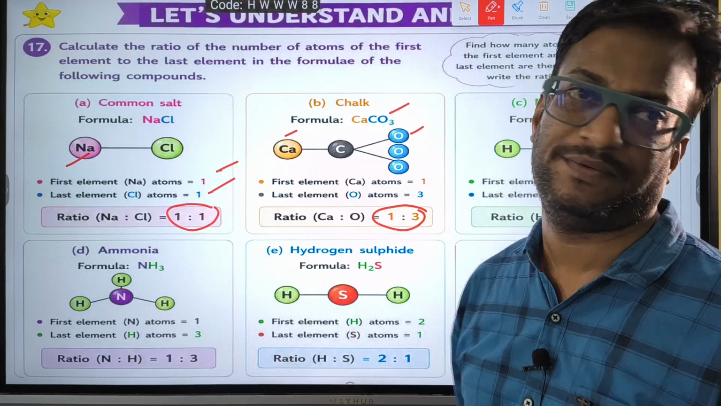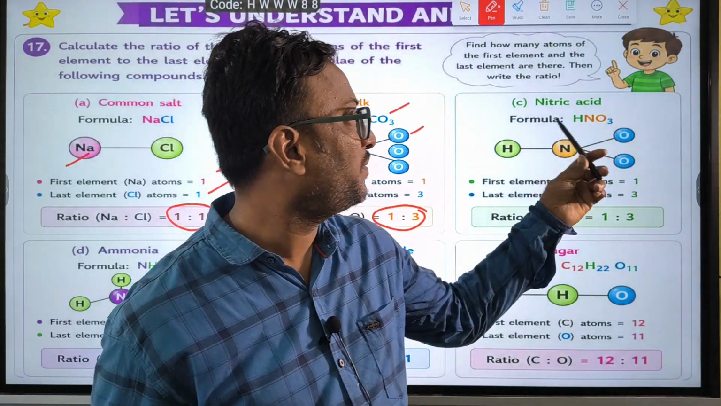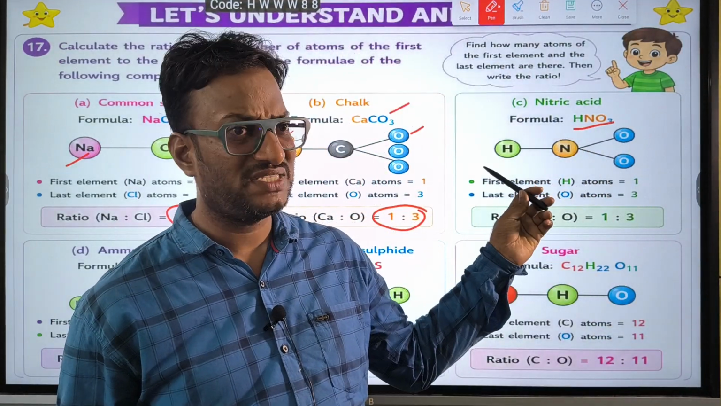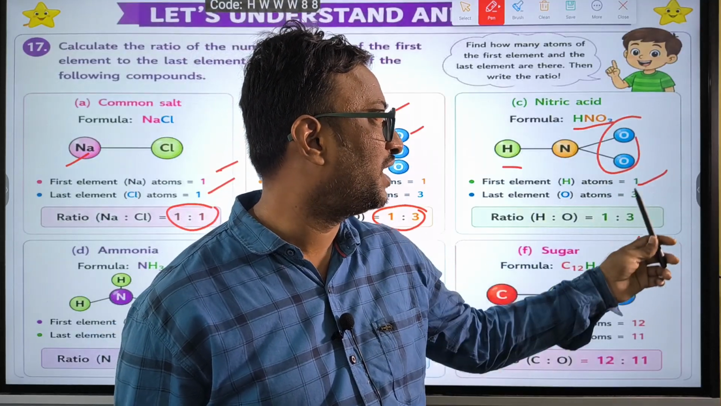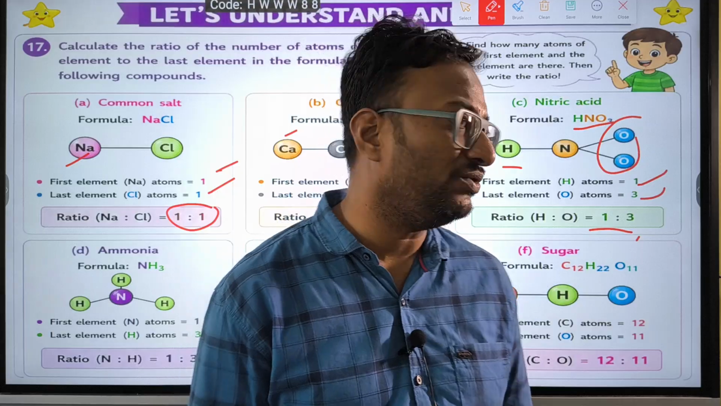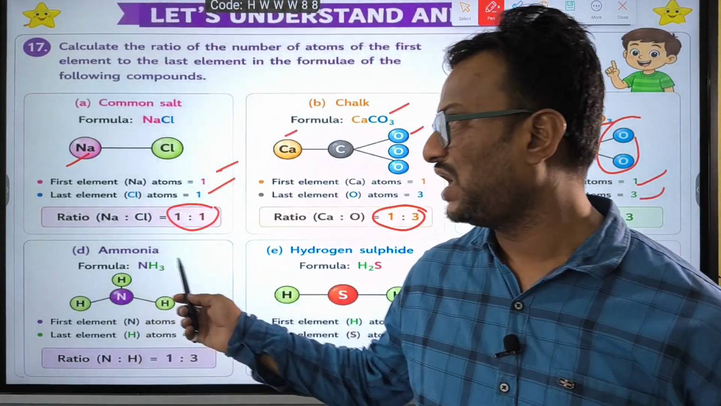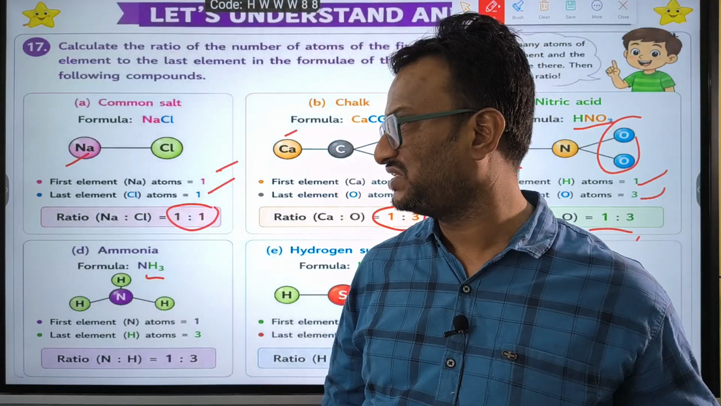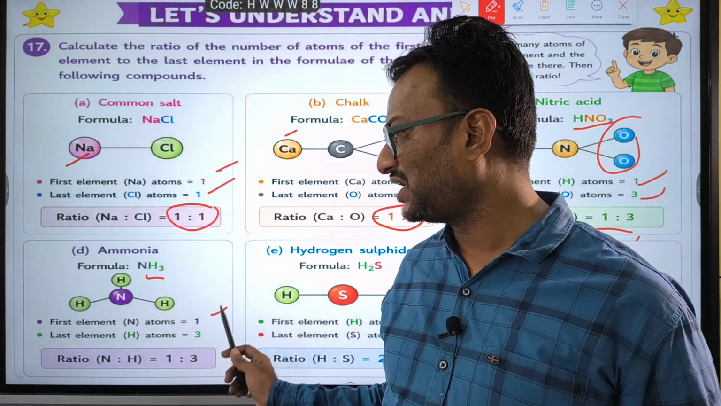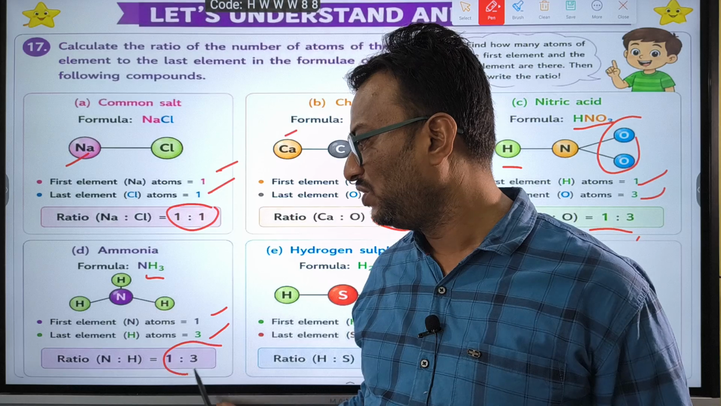Ratio is 1:3. Next, formula of HNO3. The first element is hydrogen and the last element is oxygen. It has 1 hydrogen and 3 oxygen atoms. It is also 1:3. Ammonia has only 2 kinds of atoms. The first one is nitrogen and the second one is hydrogen. First element has 1 atom and second element has 3 atoms.